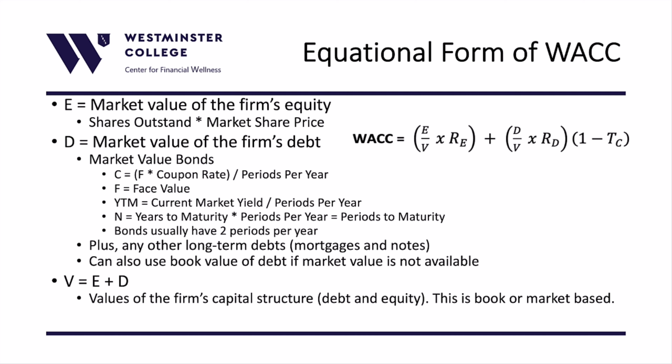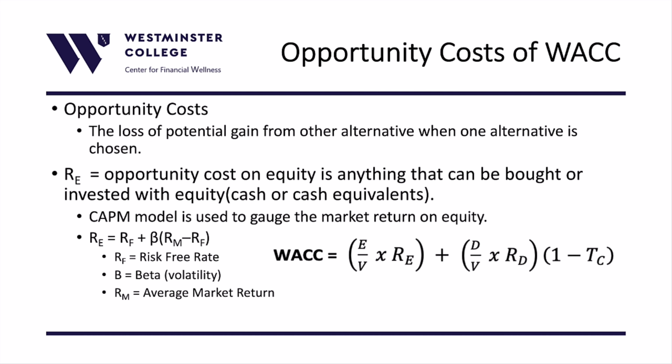And then the debt is an accumulation of any long-term debts. This can be mortgages or notes payable. We could also use book values for these, but it's more desirable to use market value because this is a very market value oriented equation. So to calculate V, the value, this will be your E, your equity, plus your debt, and this will be the value of the firm's capital structure, debt and equity, which you'll go through later on as well.